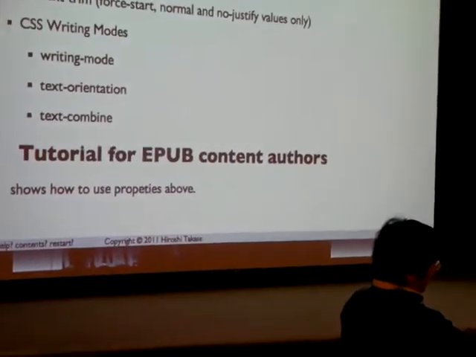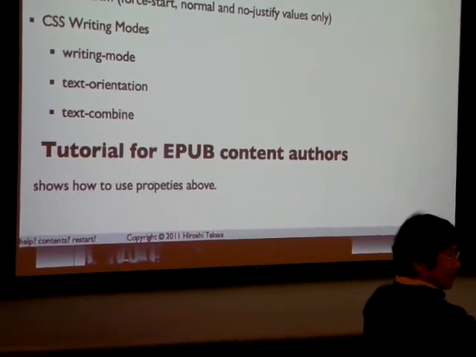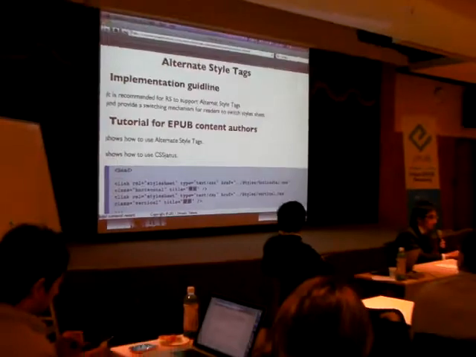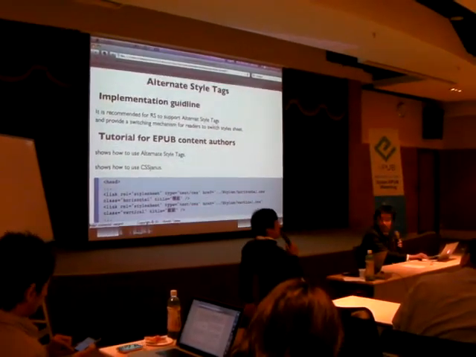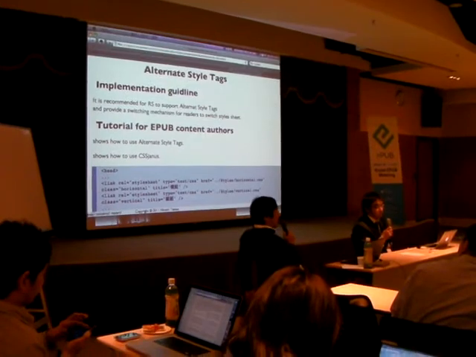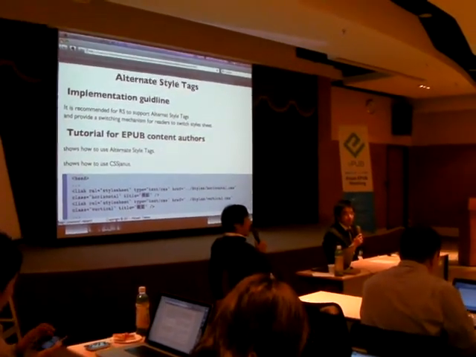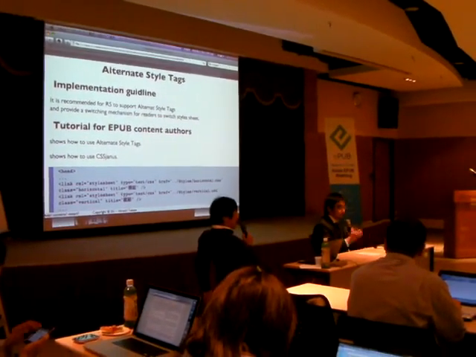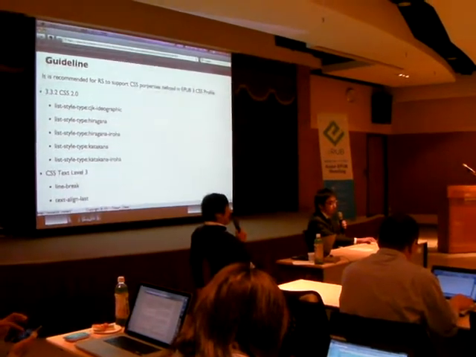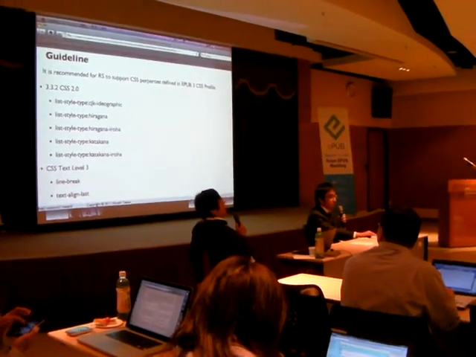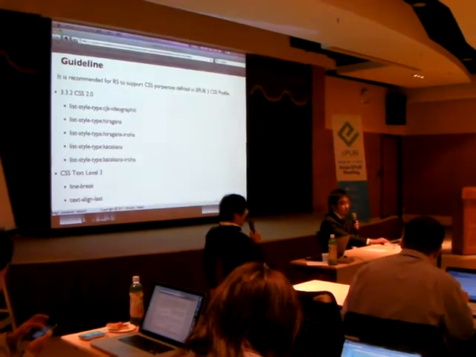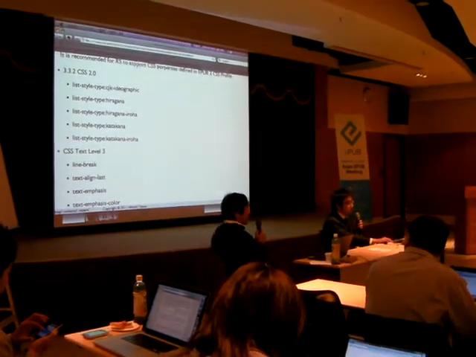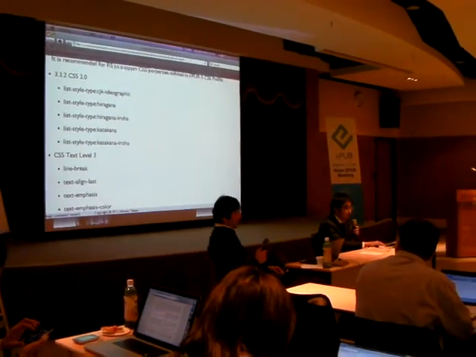The tutorial document will show how to use these properties. By the way, every CSS property is optional. In other words, EPUB reading systems are not required to support any of the CSS properties. So busy implementers may be tempted to simply skip some difficult properties. And the idea is, no, you've got to support this, otherwise you fail in the Japanese market. Thank you.